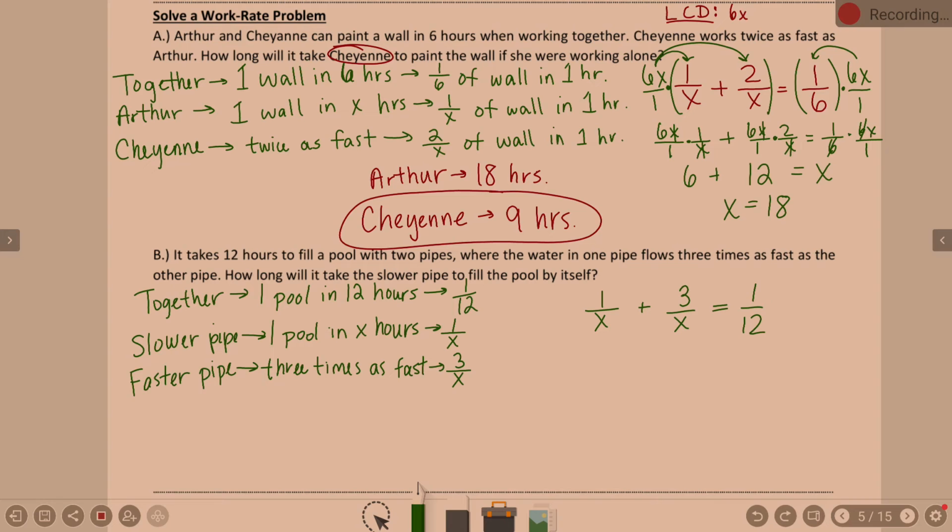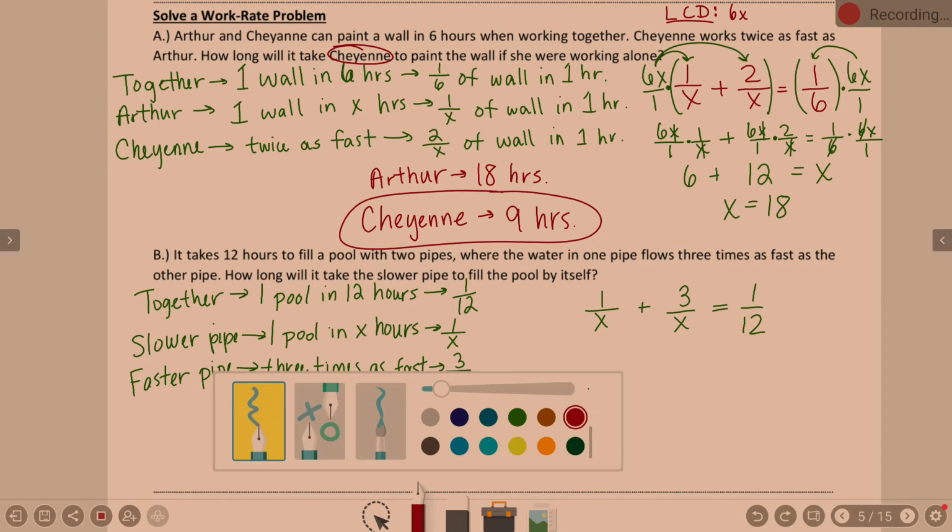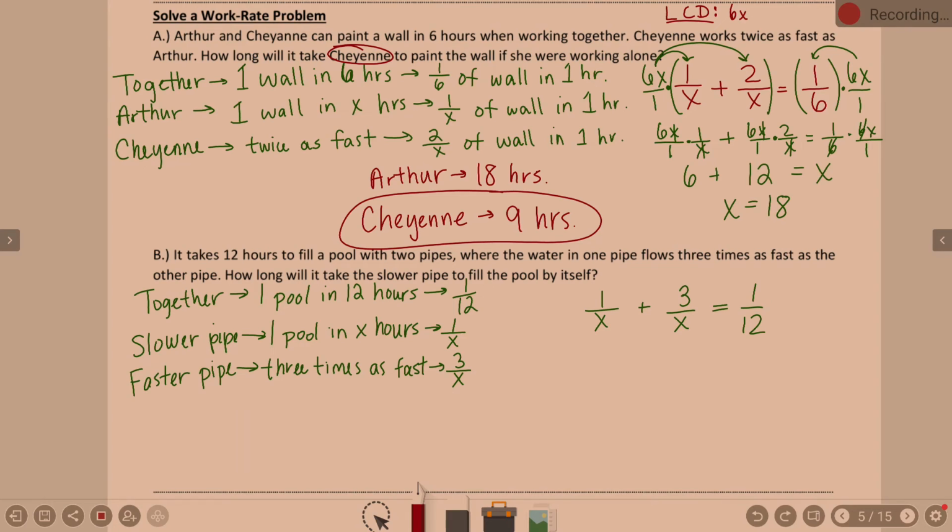Okay. How can we get rid of denominators? Multiply by what? 12x? Because they all have a 12 or an x as a denominator, right? So we're going to multiply both sides of my equation by 12x, which is 12x over 1.